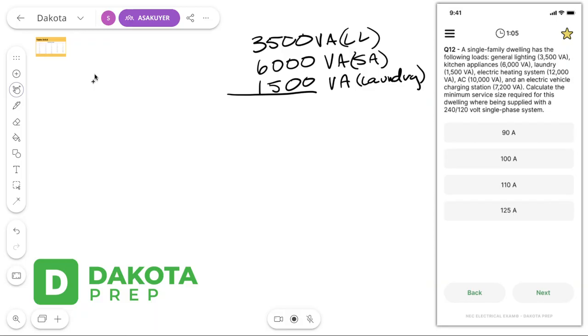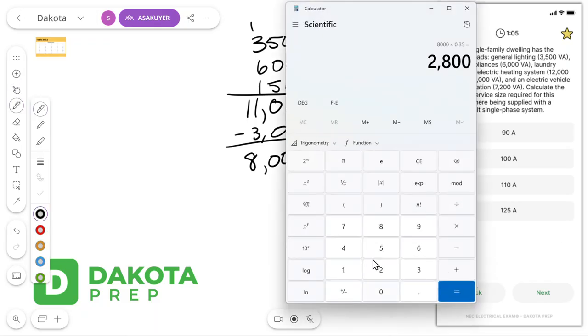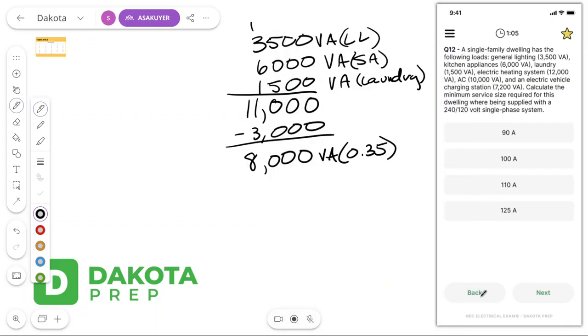It says, first of all, let's add these all up. 3,500 plus 6,000 plus 1,500, we get 11,000 total volt amps. Now remember, our first 3,000 from 220.45, we have to size at 100%. We can't derate that at all. So what's left over? We have 8,000 volt amps that we can apply a 35% demand factor to. When we punch this into our calculator, we come up with 2,800 volt amps.